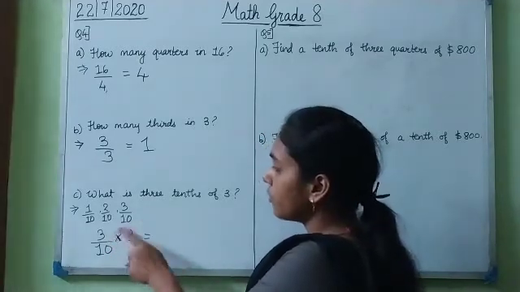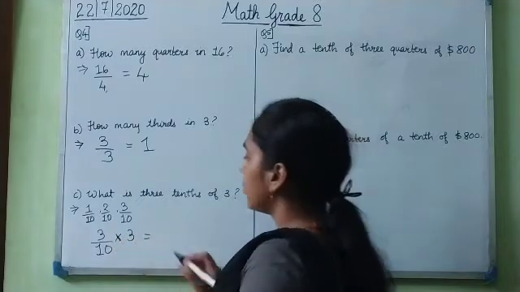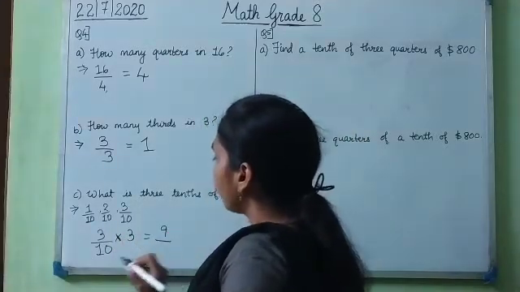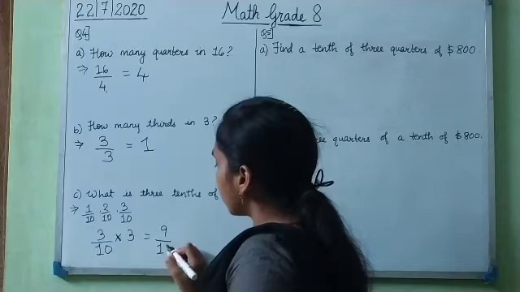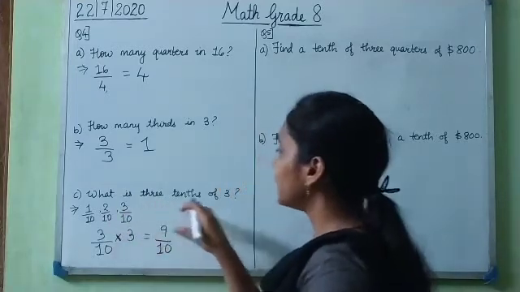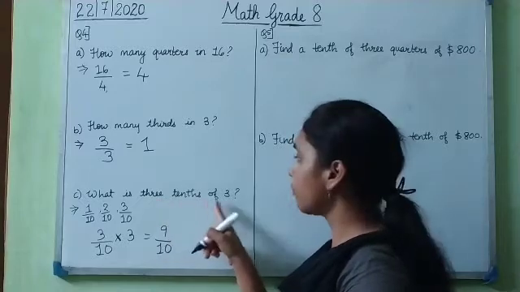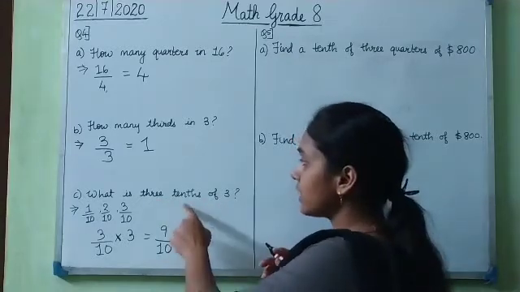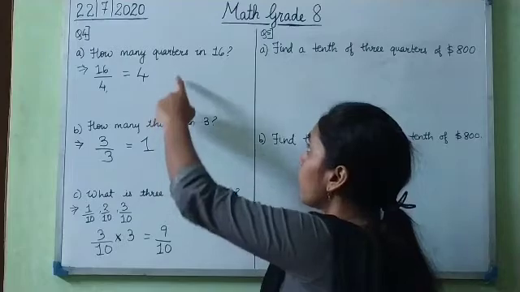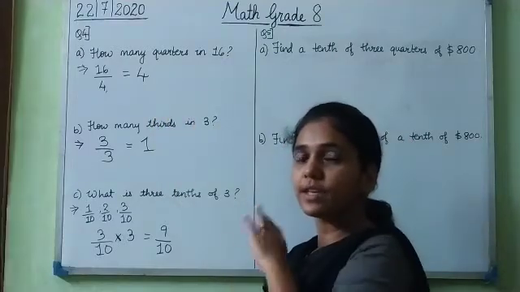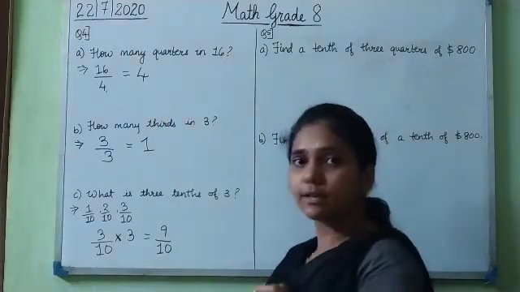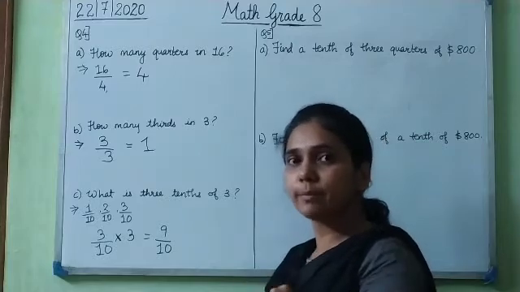So how do we multiply this? 3 multiplied by 3 is 9, and 10 remains as it is. So what is 3/10 of 3? 9 by 10 is 3/10 of 3. Okay. Everyone has understood what is a tenth, what is a third, what is a quarter. Quarter means divided by 4. Third means divided by 3. Tenth means divided by 10.